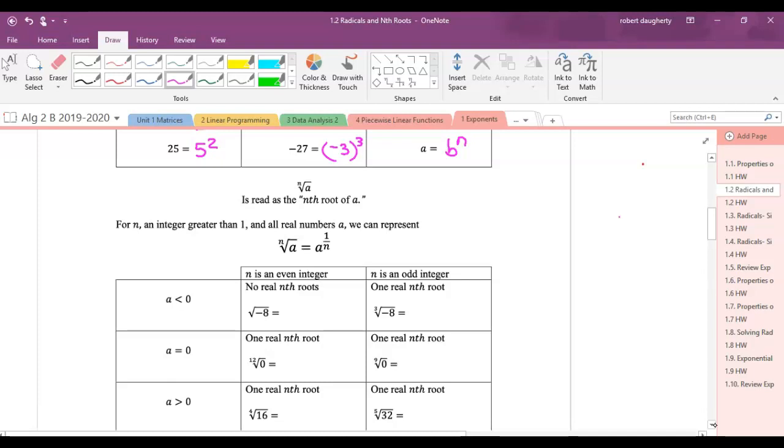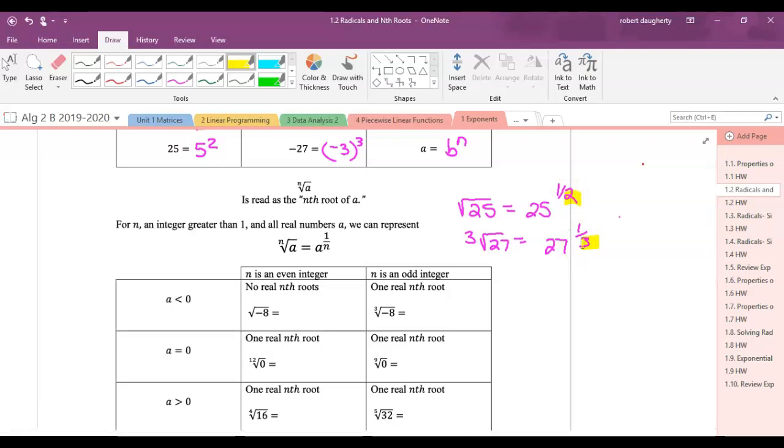Another way of writing this is that the nth root of a is a to the 1 over n. We can use a fractional exponent. For example, the square root of 25 is the same as 25 to the 1/2 power. The cube root of 27 is 27 to the 1/3 power. When you look at the denominator of your exponent, that means the root: the square root of 25, the cube root of 27.